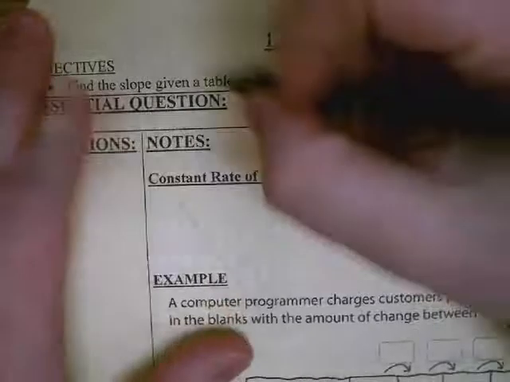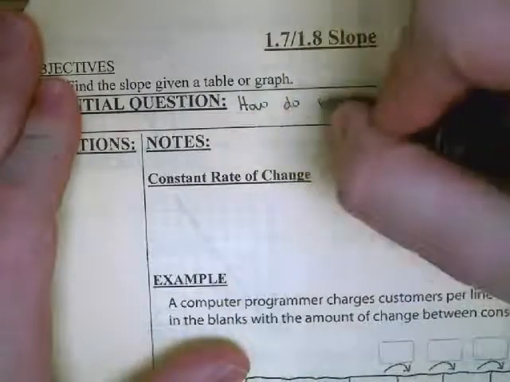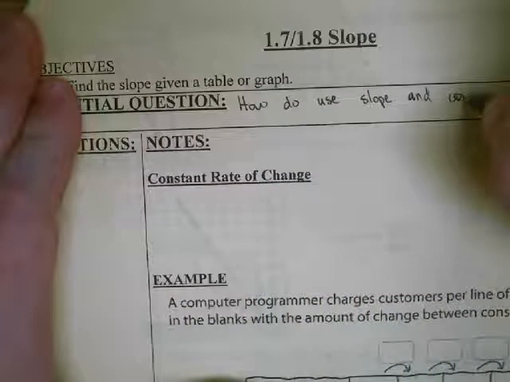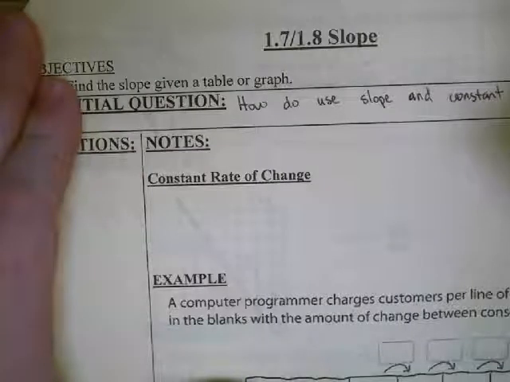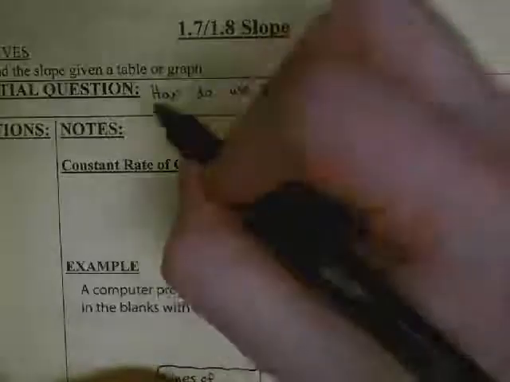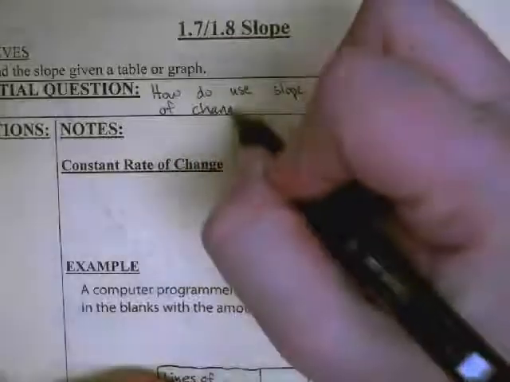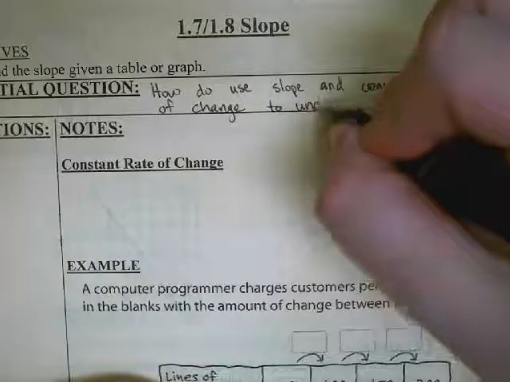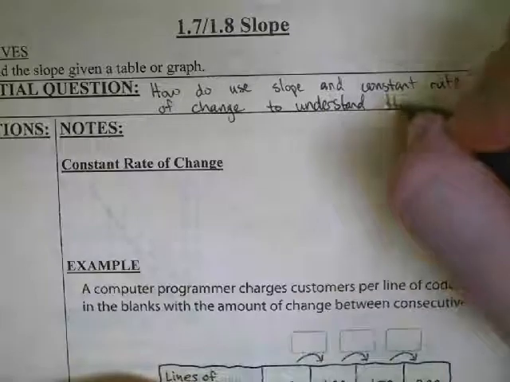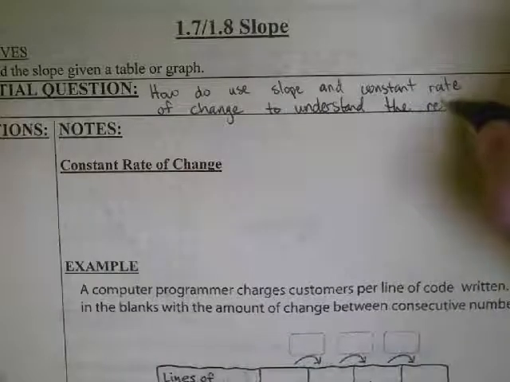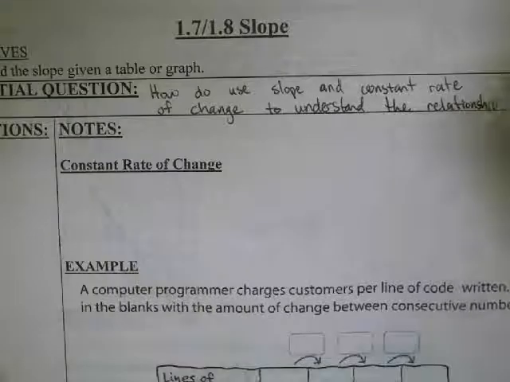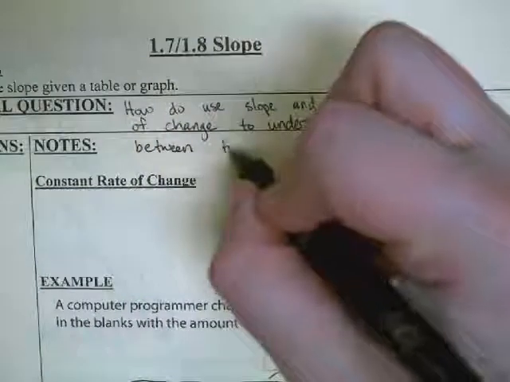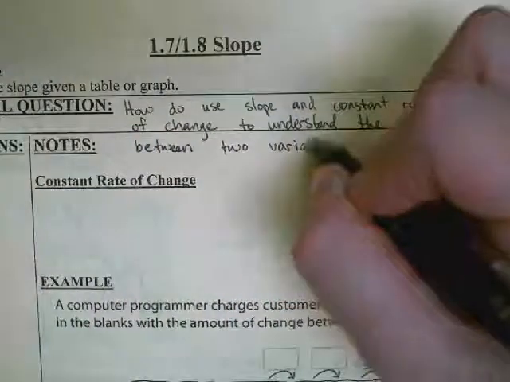Our essential question is, how do I use slope and constant rate of change to understand the relationship between two variables?